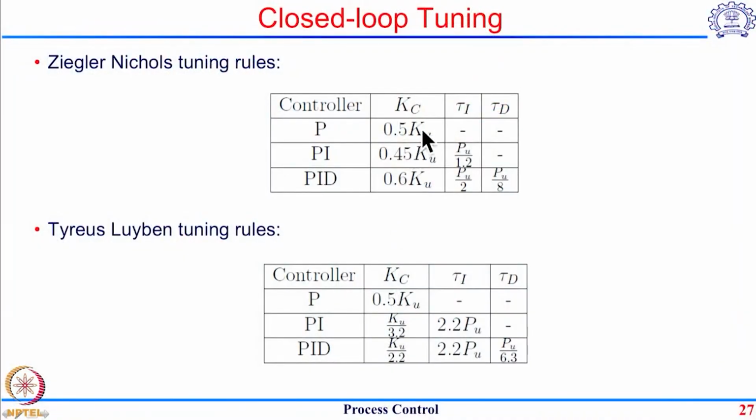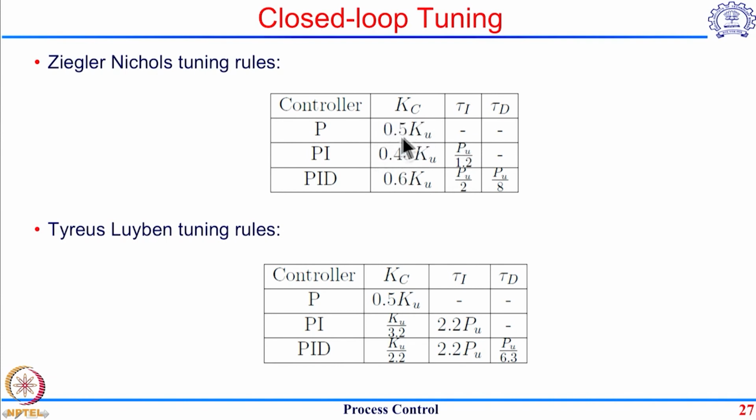Now there are different heuristic tuning rules which will relate this KU and PU to the controller parameters. A very commonly used methodology is Ziegler-Nichols closed loop tuning. This is different from the one which we had seen earlier, which was Ziegler-Nichols open loop tuning. Here these tuning rules are based on this ultimate gain and ultimate period, and you will see that these are the tuning rules. Again they follow a similar nature.